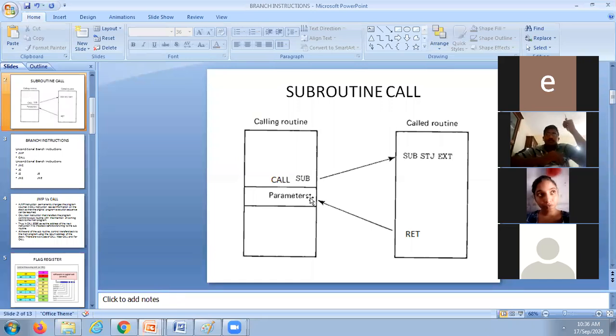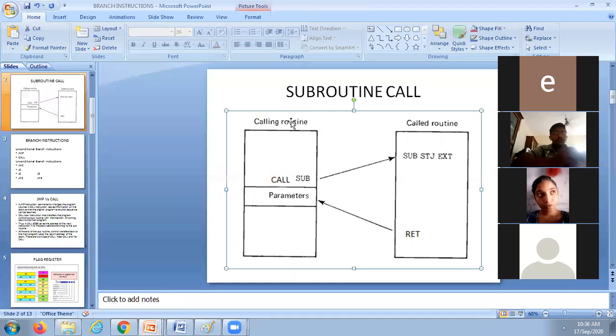A call instruction is there. There are two programs. One is the main program. This is the subprogram. The called program means the subprogram. The calling routine means the main program. In the main program, there is an instruction called call, followed by some label, that is SVB. SVB means subroutine. If you call that subroutine, the control is transferred from the main program to the subprogram.